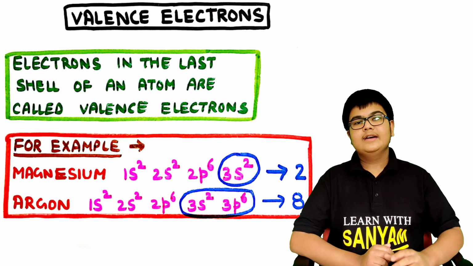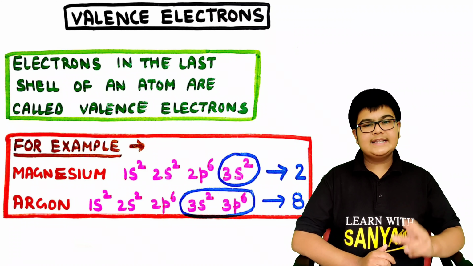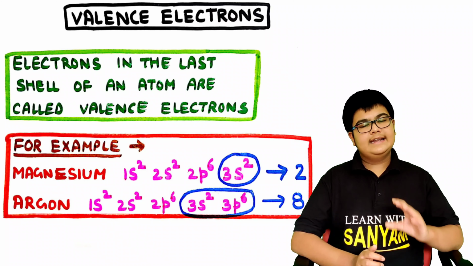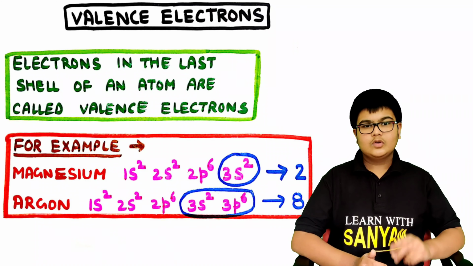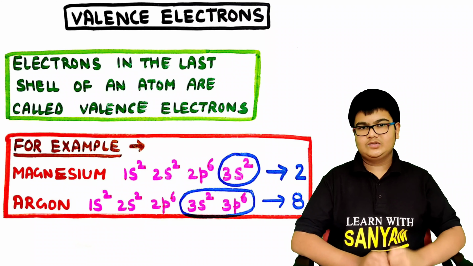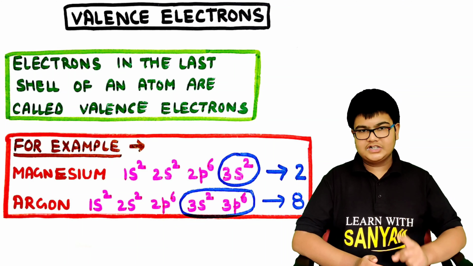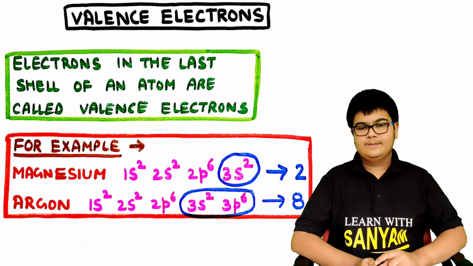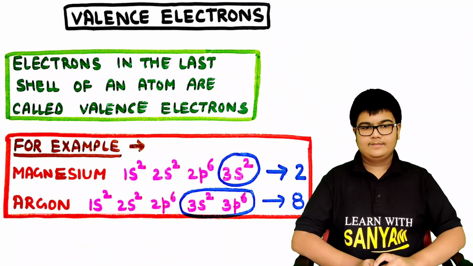So here we are given a few elements, and we have to find the number of valence electrons in each one of them. The first is magnesium. So first we will write the electronic configuration of magnesium. So it will be 1s2, 2s2, 2p6, 3s2. So you can see that the last shell in magnesium is the third shell. So the number of valence electrons will be 2, because there is 3s2. This means the number of electrons in the third shell is 2.